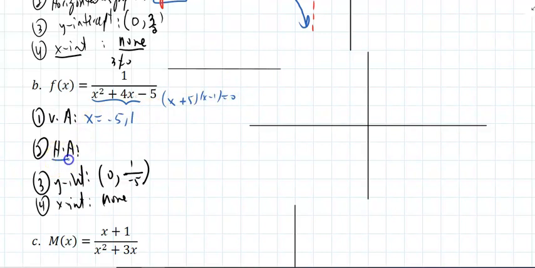Horizontal asymptote always requires some more dominance. What dominates the top? 1. What dominates the denominator? x squared. If 1 over x approaches 0, 1 over x squared approaches 0 even faster. So that's y equal 0, and again, kind of like a limit.